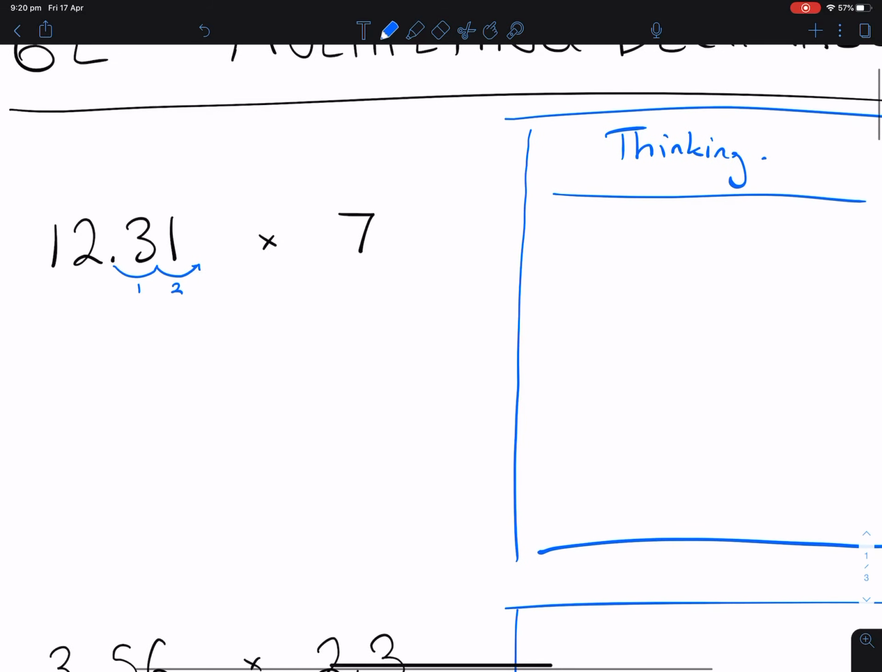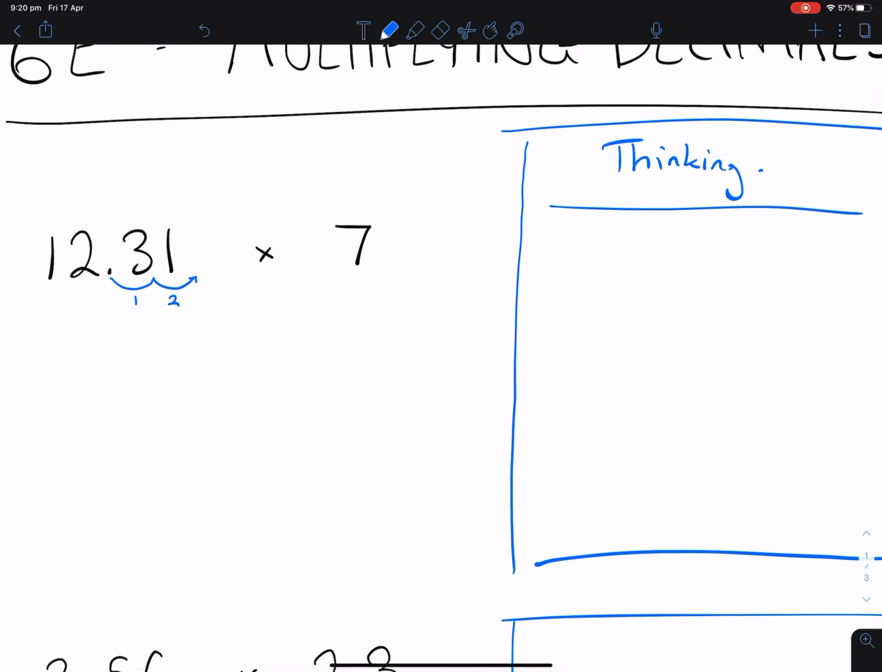And now what's that going to look like? Well, for the number 12.31, if I've moved the decimal place backwards two times, then what am I left with? I'm left with 1231. And now we're just going to do a multiplication problem here. So multiply that by 7. Let's quickly do this one here.